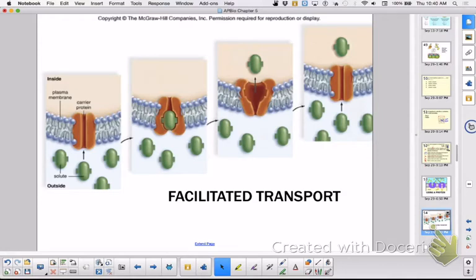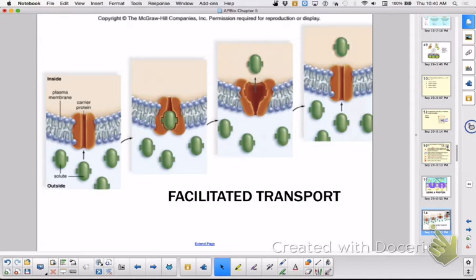Okay, so what are the three ways? You could go where? Through the phospholipid bilayer, but you can't be...? Good. Second way, you could use a channel or a carrier protein. And third way? Endo- or exocytosis, and that's when you use the whole membrane.